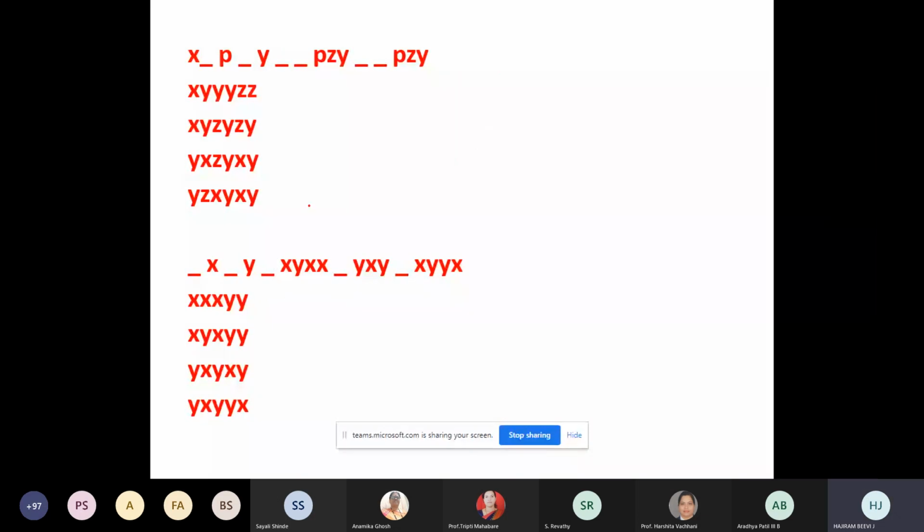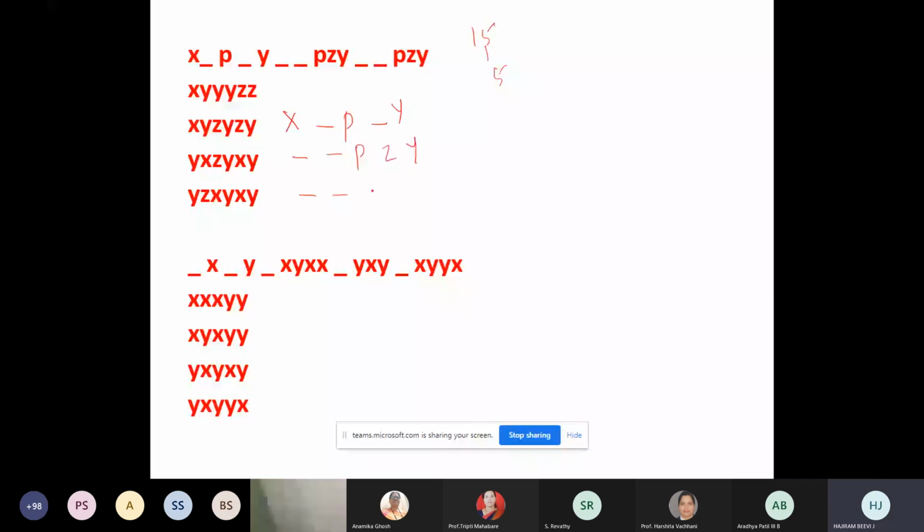Then the next pattern: x hyphen p hyphen y hyphen hyphen p z y hyphen hyphen p z y. Count the total number of characters: 6, 6, 9, 10, 12, 15. So 15 means the possibility is 5, 5 only. So x hyphen p hyphen y, the first 5 characters in the first line, then hyphen hyphen p z y hyphen hyphen p z y.